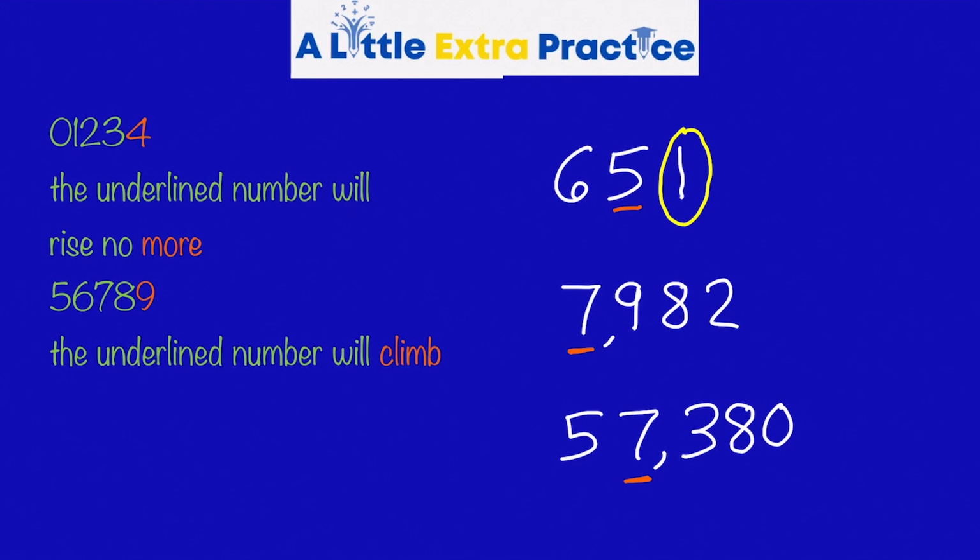When I am doing rounding problems, I am saying this in my head. 0, 1, 2, 3, 4: the underlying number will rise no more. 5, 6, 7, 8, 9: the underlying number will climb.